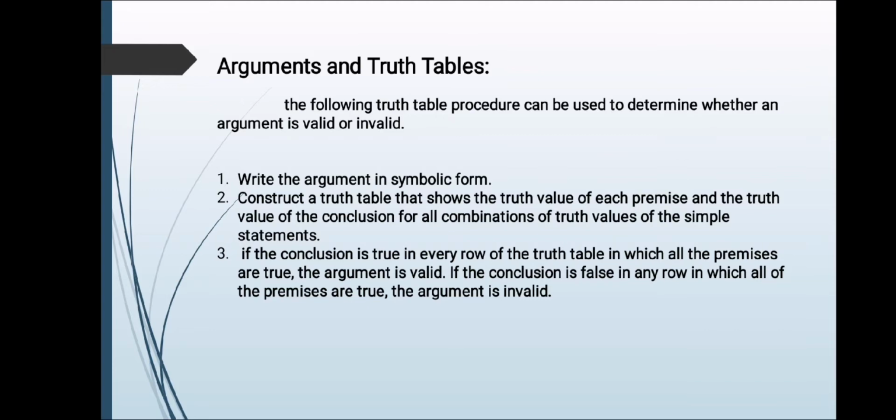Third, if the conclusion is true in every row of the truth table in which all the premises are true, the argument is valid. If the conclusion is false in any row in which all of the premises are true, the argument is invalid.